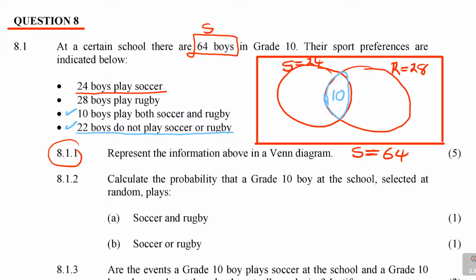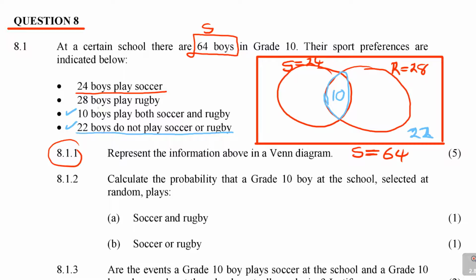They are not involved in the two sports. How many are these? There are 22. That's where you put your 22, outside. Why? Because you won't find them in soccer and you won't find them in rugby. So they are outside the two circles.